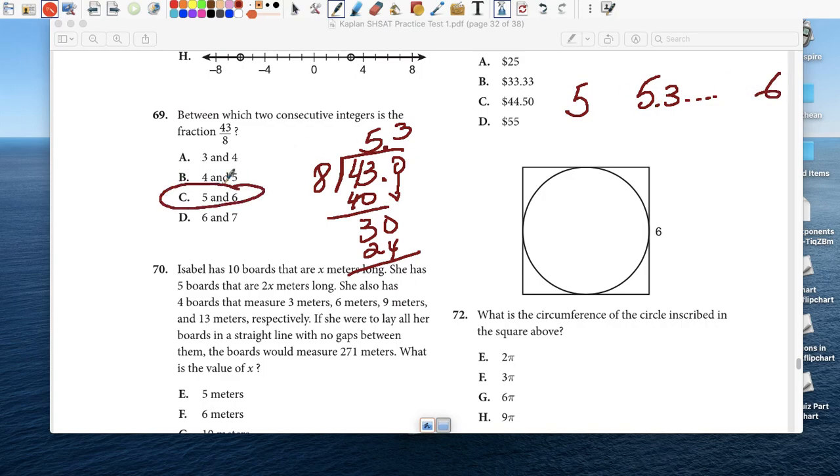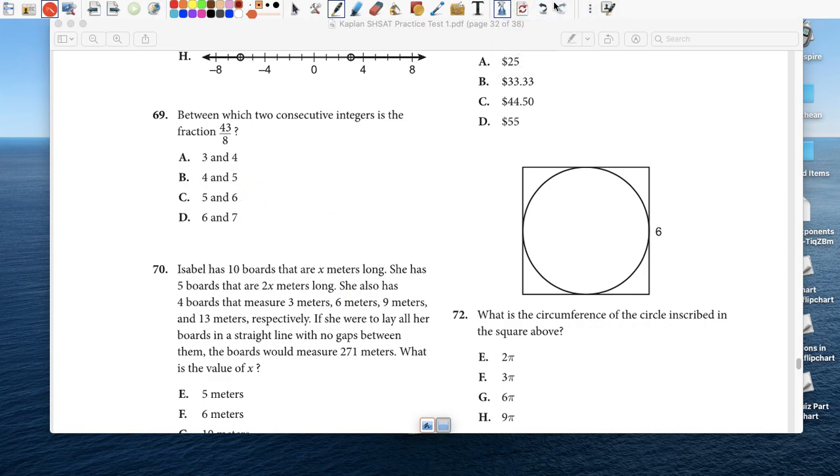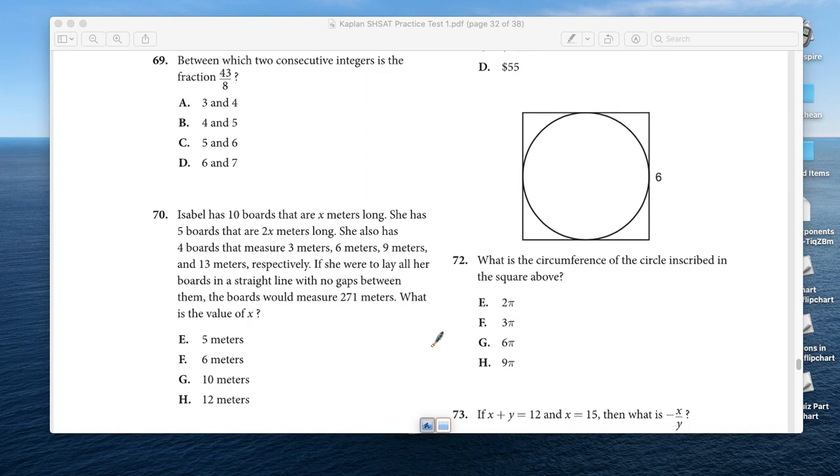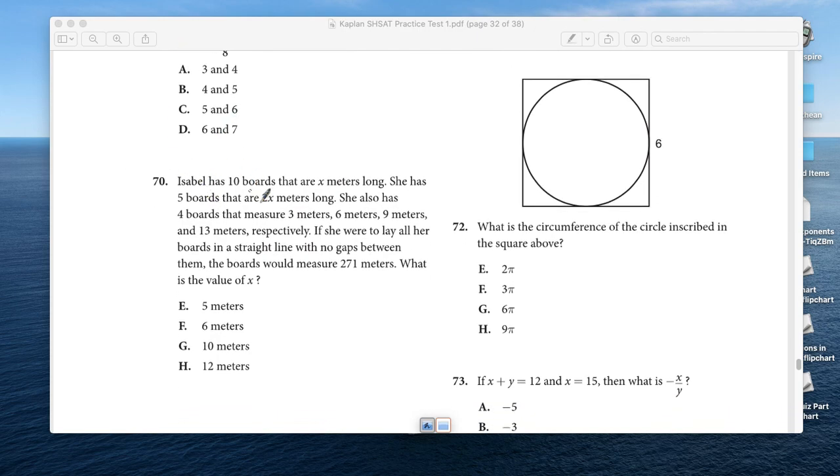There you go. 70. Isabel has 10 boards that are x meters long. Okay, she has 5 boards that are 2x meters long. She also has boards that measure 3 meters, 6 meters, 9 meters, and 13 meters. If she were to lay all her boards in a straight line with no gaps between, all the boards would measure 271. What is the value of x?